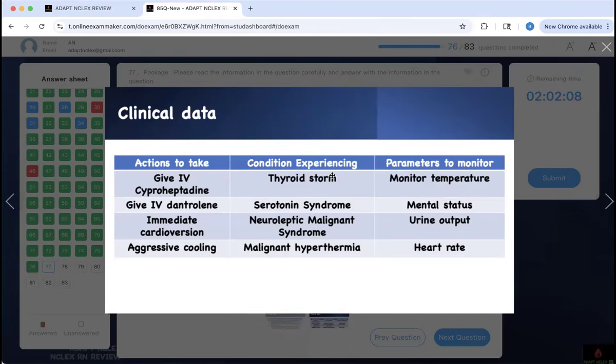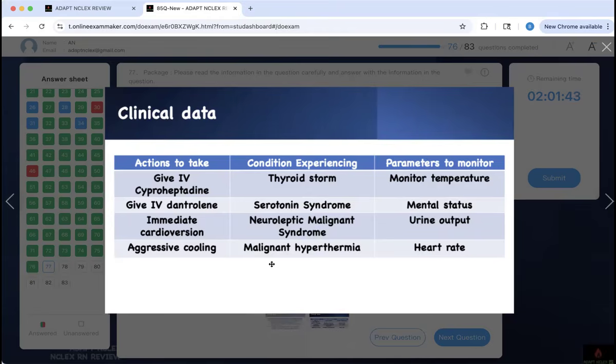This patient, we were not told they had surgery on thyroid. Therefore, take it out. Serotonin, patient is not taking SSRI or anything like that. Take it out. Neuroleptic malignant syndrome, well, it's not taking antipsychotic. Therefore, that is gone. Therefore, this has to be malignant hyperthermia. If it's so, what are we going to do?